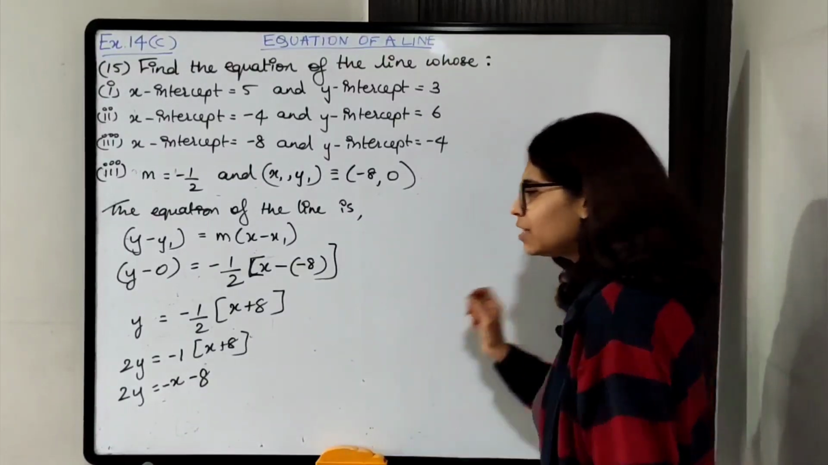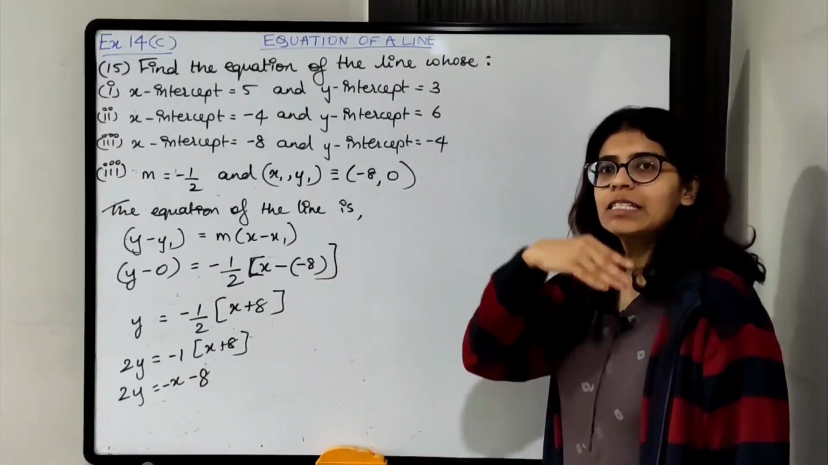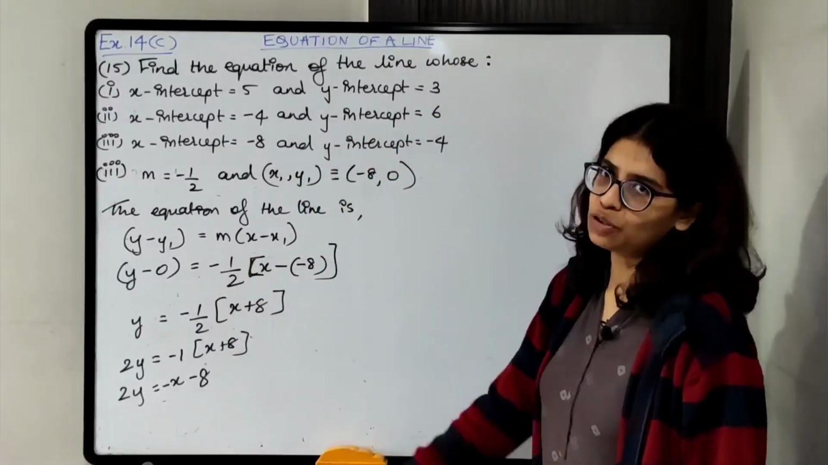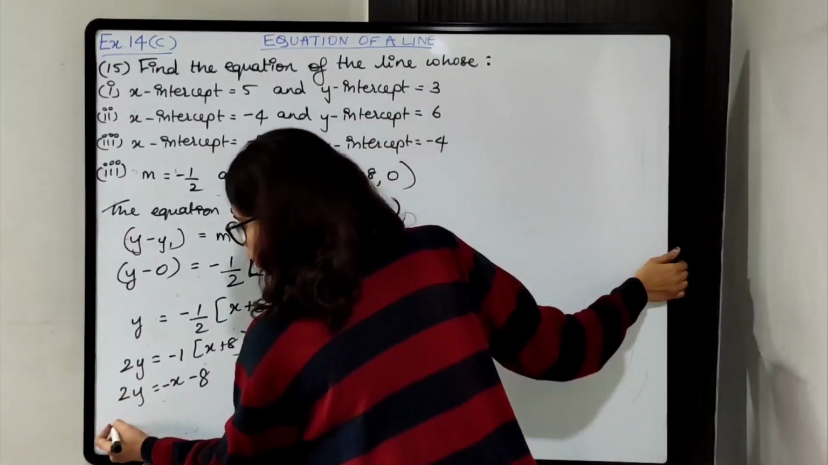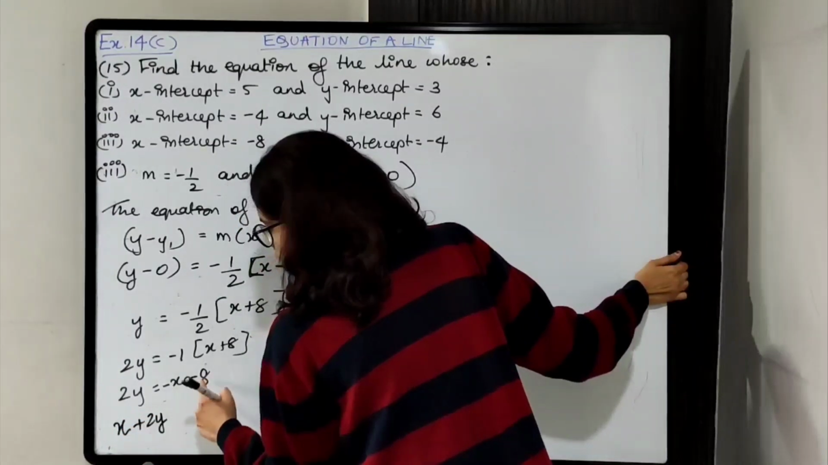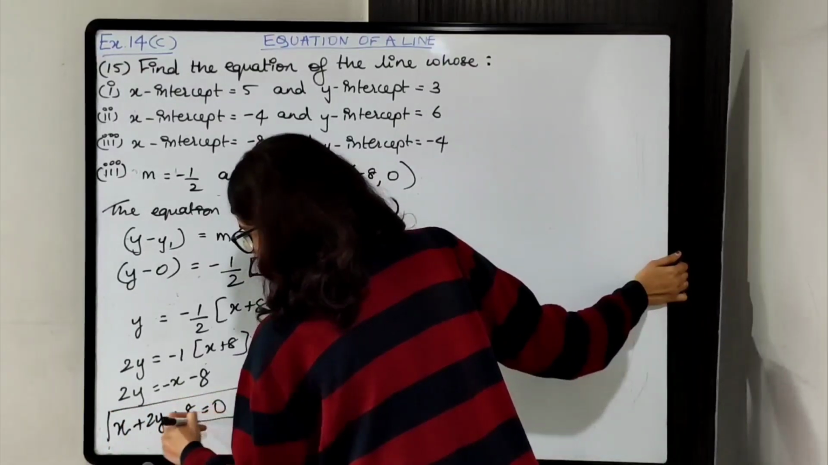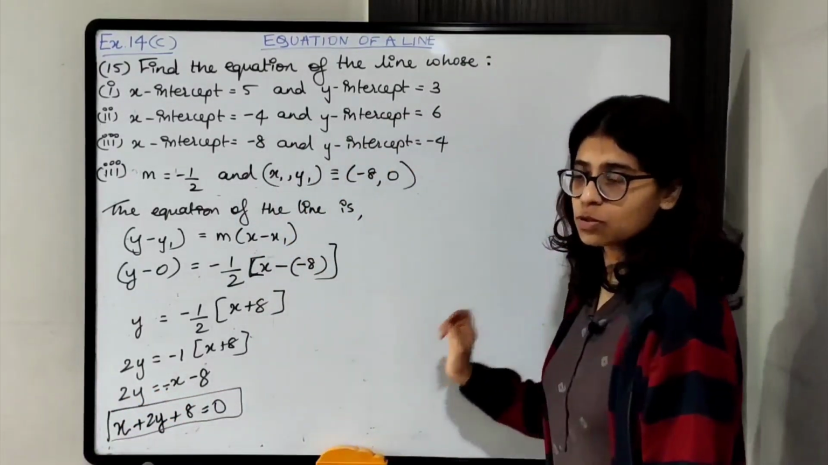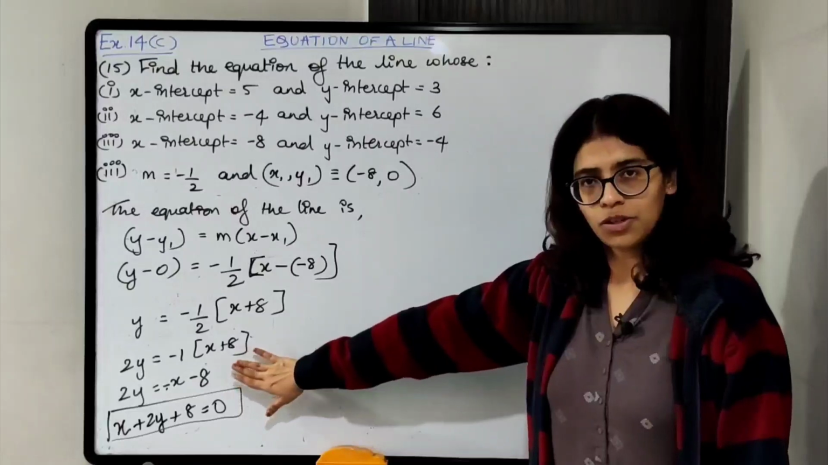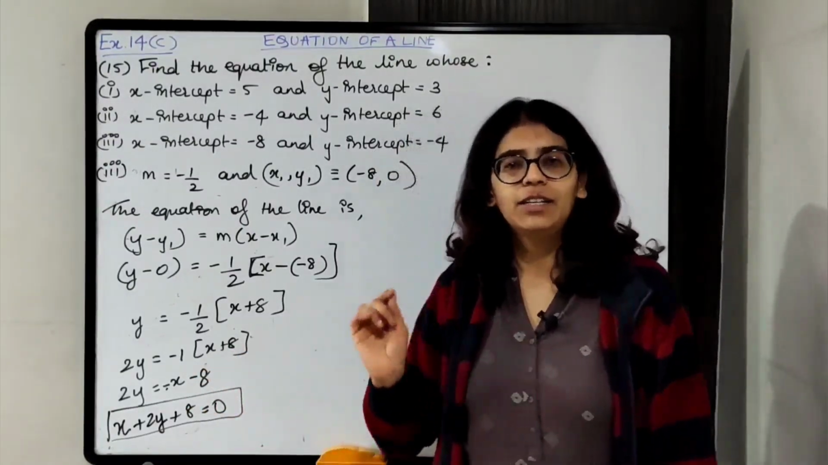Shift x. Even if the number is negative, it's better that you write all the terms on one side. First x, then y, then number equal to 0. So we shift x, it will become plus x, 2y as it is, minus 8 will become plus 8 equal to 0. Even this is correct, students. Okay, this is not wrong. All right, so you can keep this as it is, or this can be the final equation.